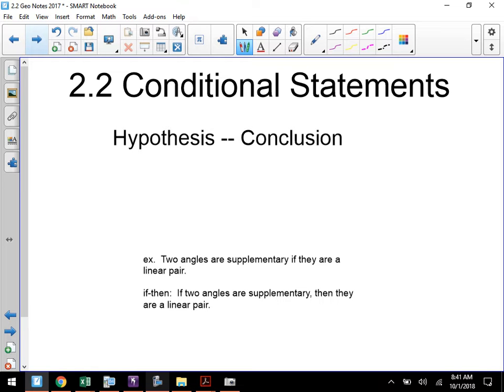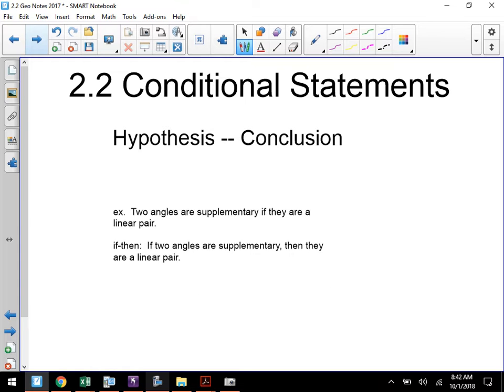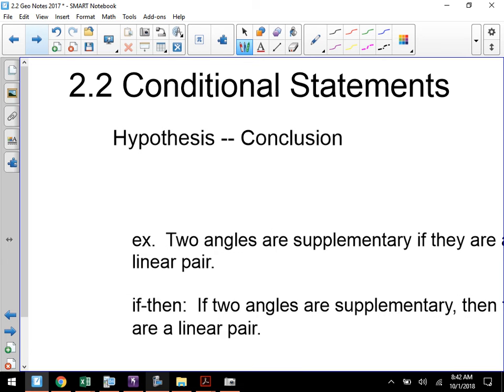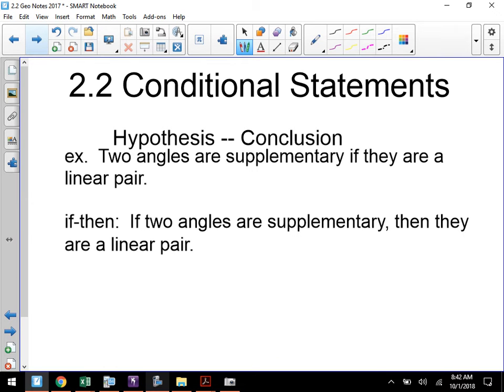But anyway, what we're looking at here is writing things as what's called an if-then statement. For example, two angles are supplementary if they are a linear pair. Well, if I write that as an if-then statement, if two angles are supplementary, then they are a linear pair. What's the hypothesis and what's the conclusion? What goes with what? And you guys have all done this probably in your science classes. What's the hypothesis of this statement? The if part. Yeah. The if is the hypothesis. The then is your conclusion.